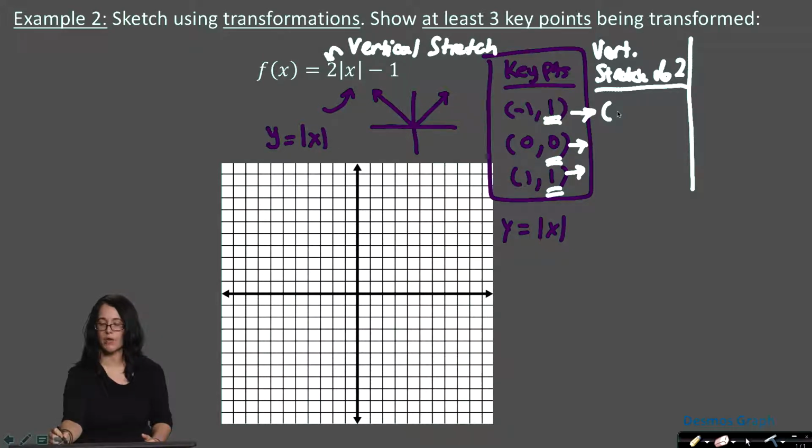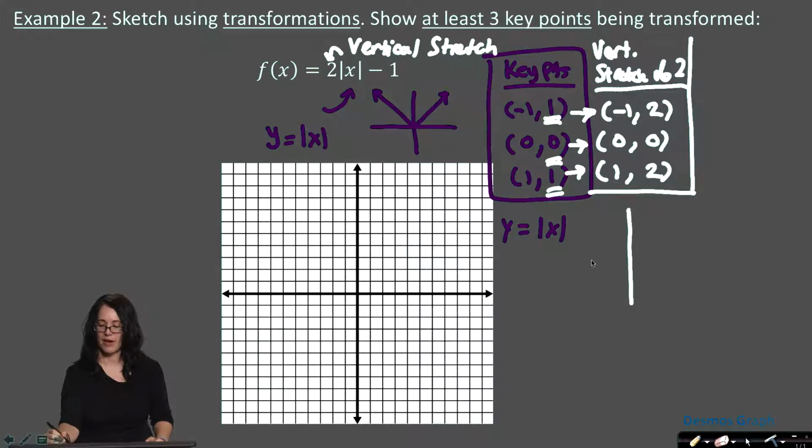Instead of negative 1, 1, we'd be at negative 1, 2, right? Because that's 1 times 2. 0, 0 is still 0, 0, because if you multiply a 0 by anything, it's still 0. But instead of 1, 1, we're at 1, 2, because 1 times 2 is 2. So this is the graph after having been stretched by a factor of 2. So instead of the basic graph there, now it'd be more like this. It's definitely been stretched out, because the input here at 1 is now at 2, right up here. That's basically the idea there.